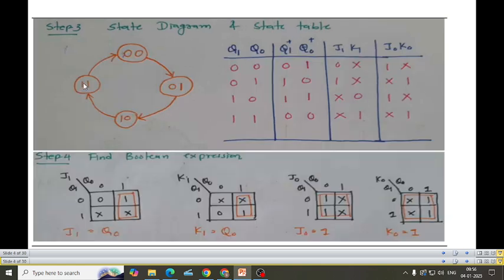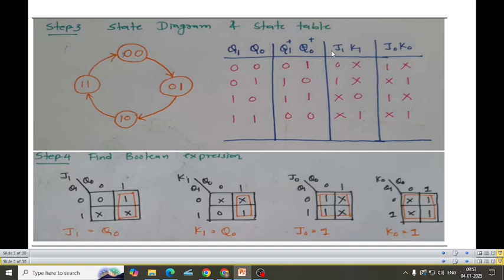How will I solve the expression? This is the table which I've generated. From this, I need to find the expression for J1, K1, J0 and K0, right? How will I do it? I need to consider two variables. Don't forget, you need to consider only present state Q0 and Q1. Since it is two variables, draw a two variable K map with 4 cells.